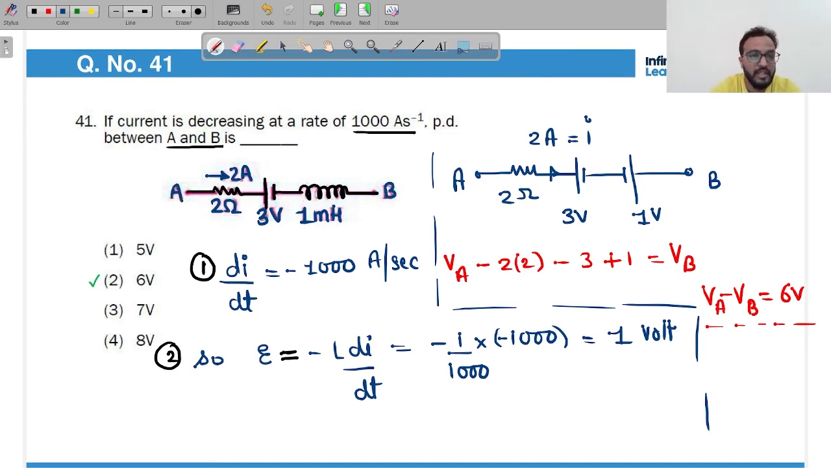Right? So let's move ahead and say that minus L dI by dt. What is L? L is 1 millihenry. That means 1 upon 1000 into dI by dt, which is minus 1000. So it is 1 volt. So 1 volt is the induced EMF.